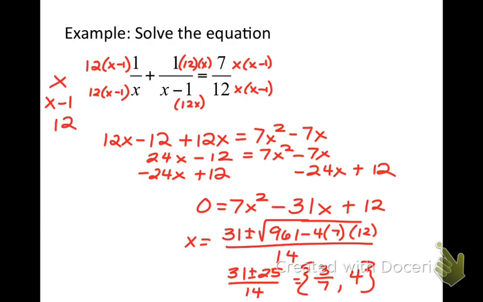Wait, why would it be 0 and 1? Because what would make this be a 0? 0. What would make that be a 0? 1. And there's no x there. Okay? Got that? All right, let's do another one.